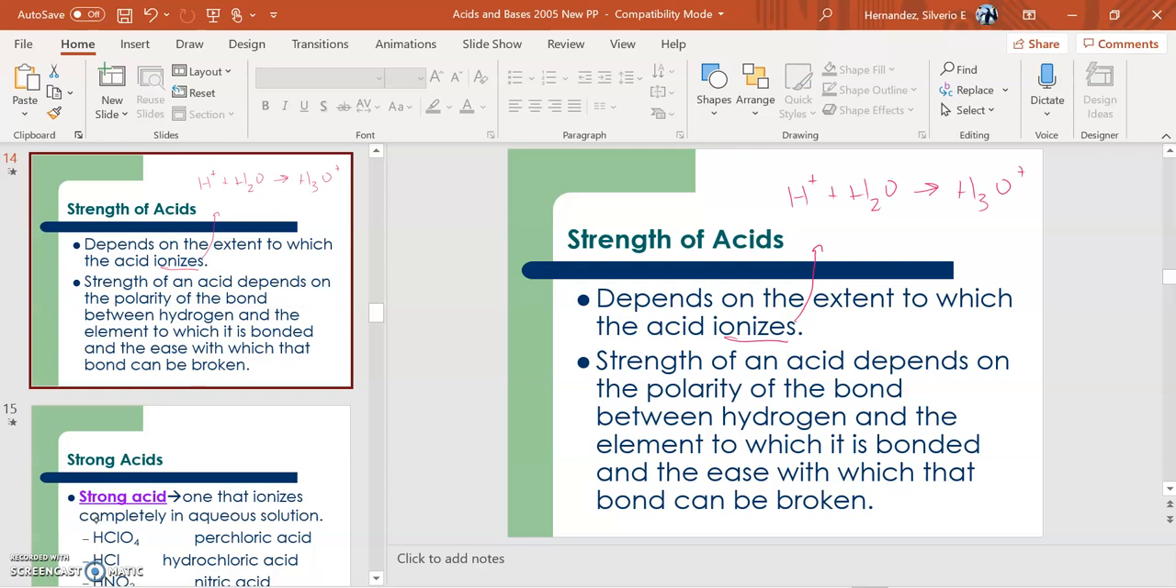The strength of an acid depends on how easily that hydrogen ion is released by the acid. The more of those hydrogen ions that are released by the acid, the stronger the acid's going to be. Why is that? Well, each one of those hydrogen ions that are released is going to bond with a water and produce this hydronium ion. And the higher the concentration of the hydronium ion is, the stronger the acid's going to be. Okay, so the strength of the acid again is just based off of how easily this hydrogen ion is released.